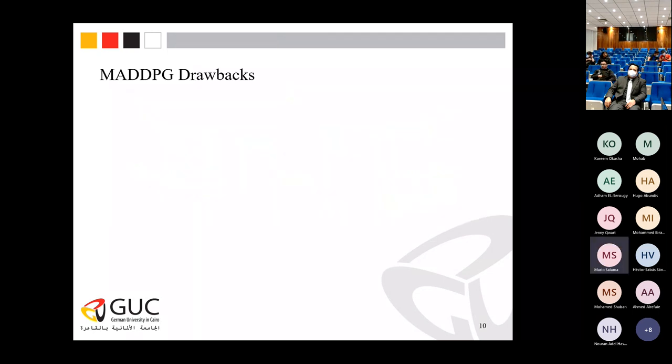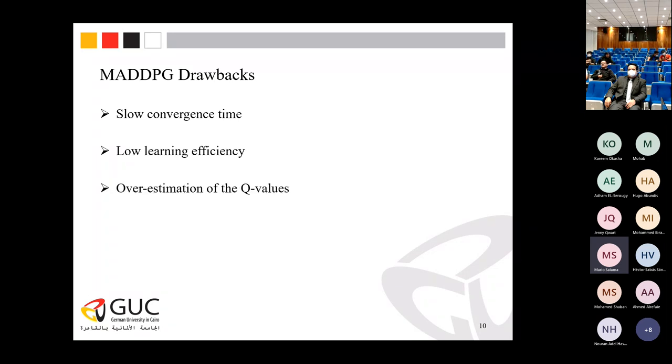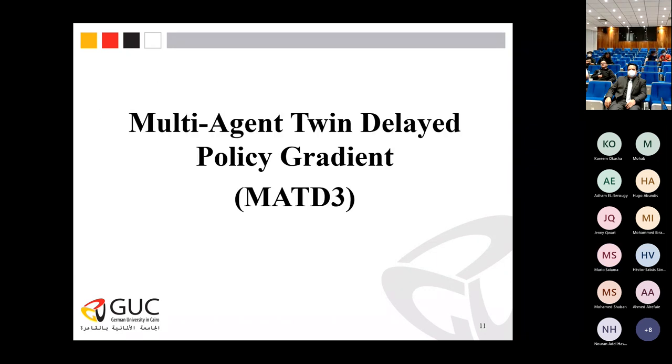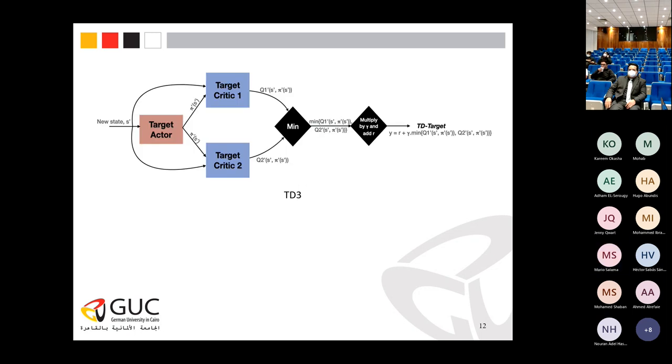The MADDPG faced multiple issues when solving the multi-agent flocking problem, like slow convergence time, low learning efficiency, overestimation of the Q values, and falling into a local optima. What I proposed is to try a newly founded algorithm called MATD3, or a multi-agent twin delayed deep deterministic policy gradient, with the flocking control problem. MATD3 is an extension for the TD3, or the twin delayed deep deterministic policy gradient, which is the successor to the DDPG. TD3 was introduced in 2018 to address the drawbacks accompanied with the DDPG.